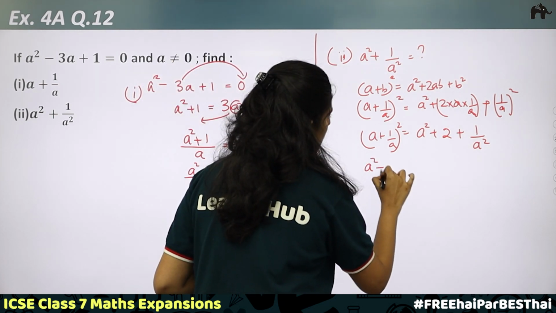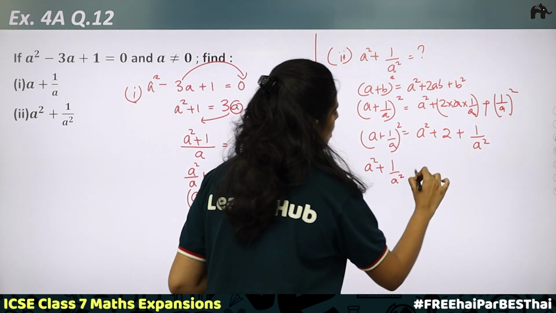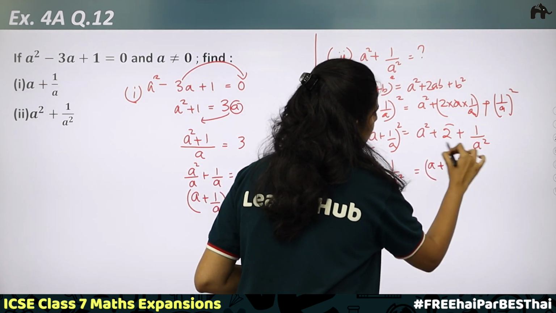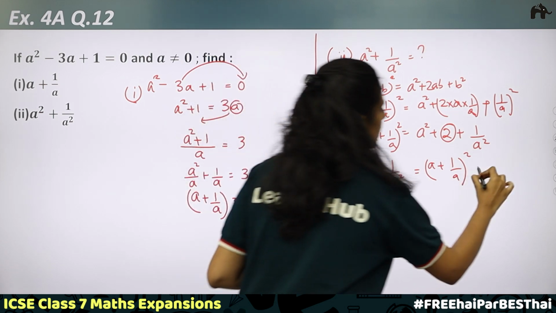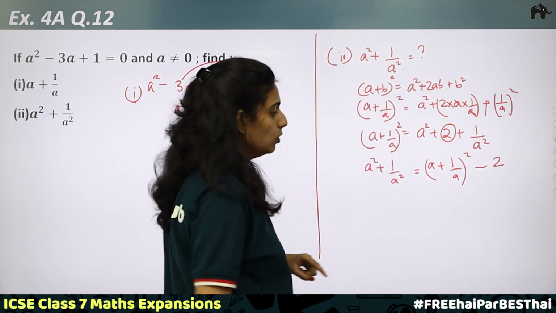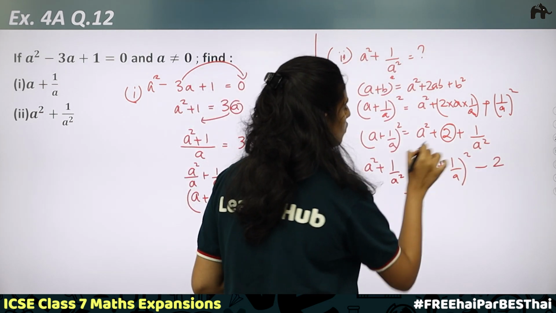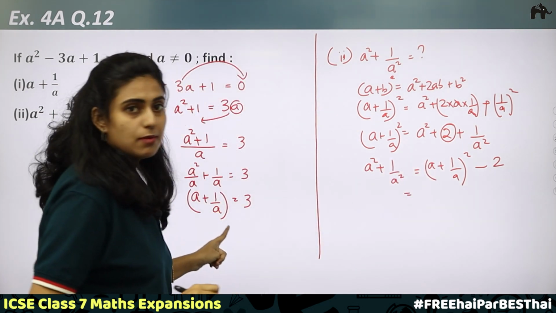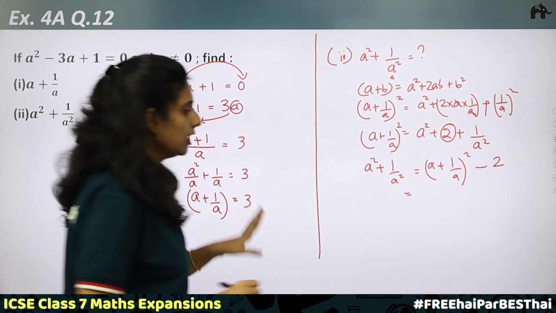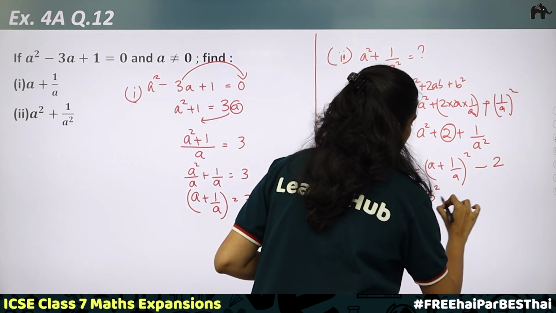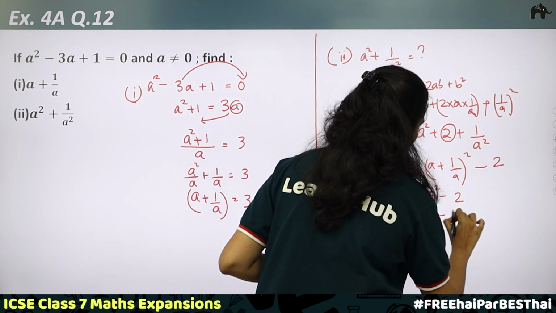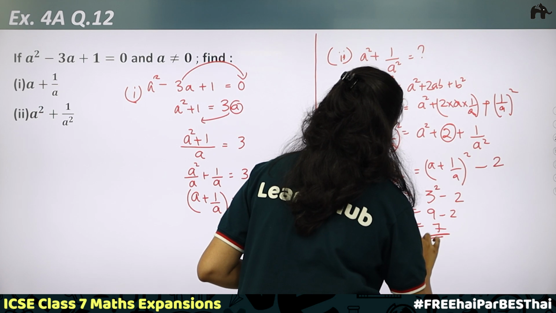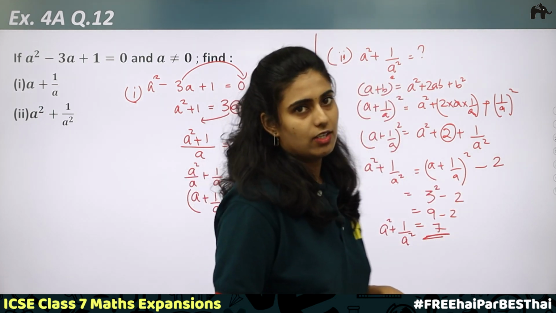Taking a square plus 1 by a square on one side, opposite side we have (a plus 1 by a) whole square, then we have a 2. 2 taken to the opposite side becomes minus 2. So this is equal to, we know the value of a plus 1 by a. What is a plus 1 by a? We have determined in the first part of the question that it is equal to 3. So 3 square minus 2, which is 9 minus 2, equal to 7. So a square plus 1 by a square is equal to 7.